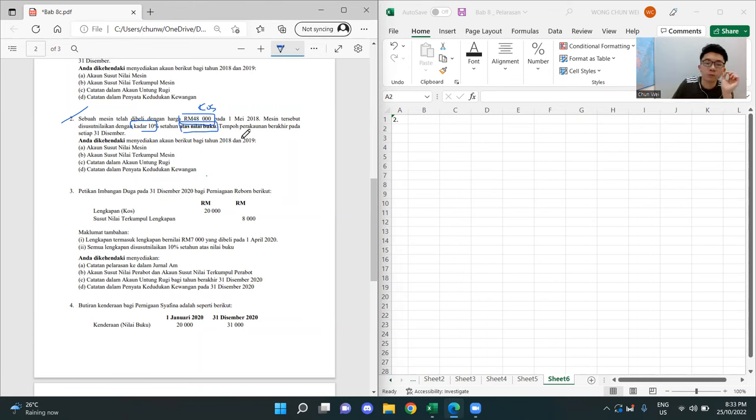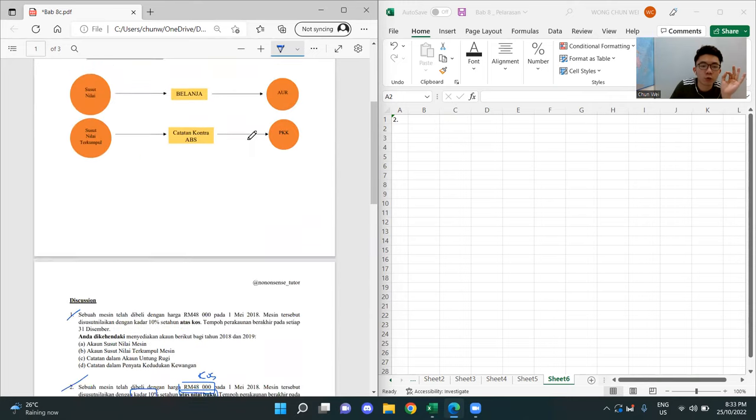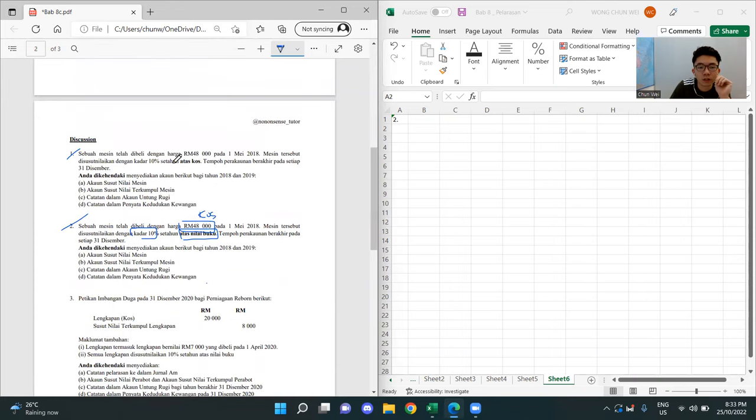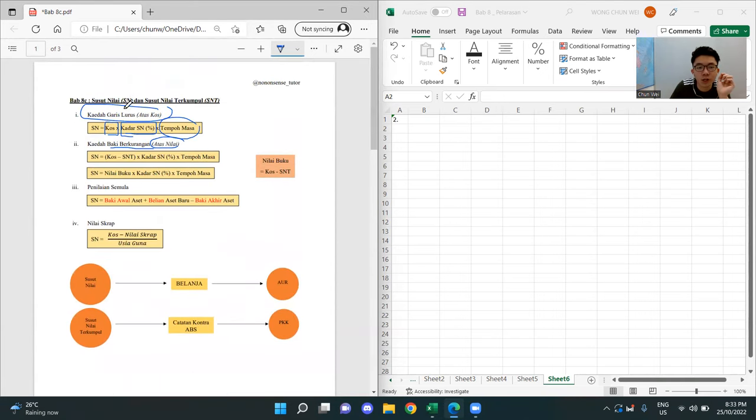So this is the keyword: atas nilai buku. When you see atas nilai buku, which kaedah are we talking about? You see atas nilai buku, we are using baki berkurangan. And if the question says movement ikut atas cost, then we're using the formula for kaedah garis lurus. So these two, you must differentiate them. It's a different thing. So we have to use this formula: your cost, tolak susut nilai terkumpul, times kadar times tempoh masa.